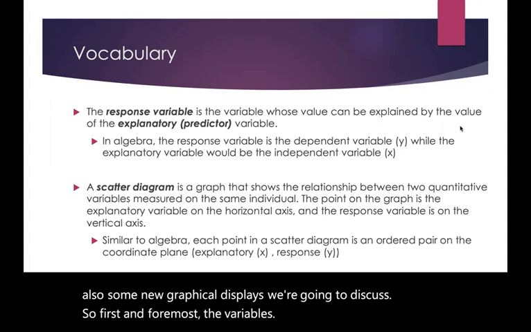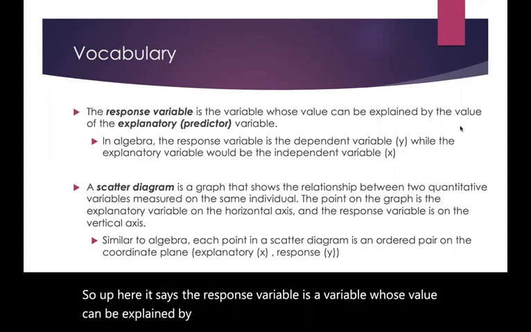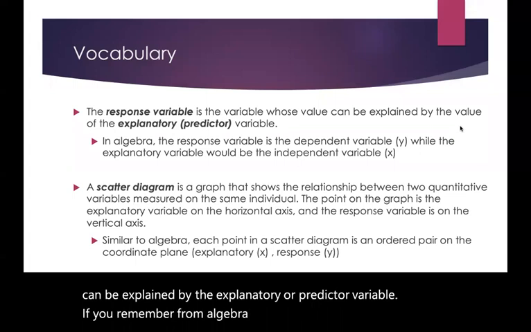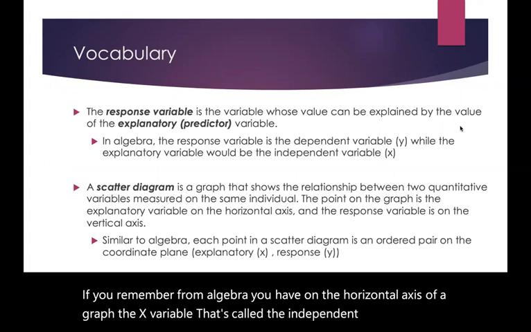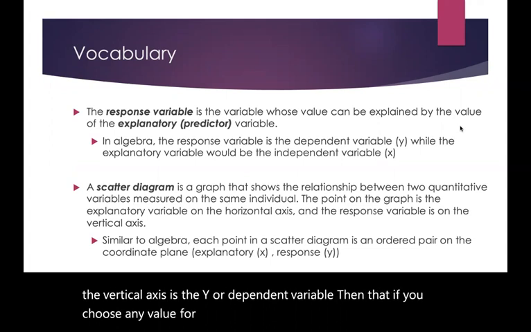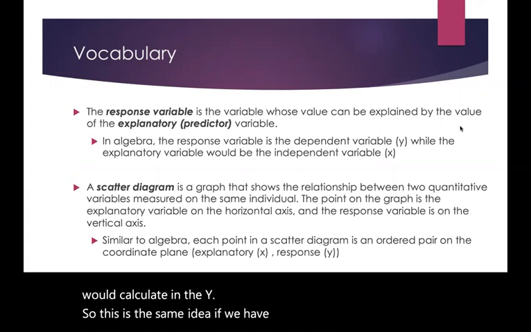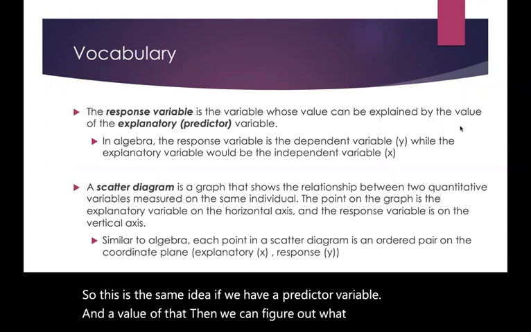Up here it says the response variable is a variable whose value can be explained by the explanatory or predictor variable. If you remember from algebra, you have on the horizontal axis of a graph the x variable, called the independent variable, and the vertical axis is the y or dependent variable. Then you know that if you choose any value for x, there's a corresponding value that you would calculate in the y. So this is the same idea. If we have a predictor variable and a value of that, then we can figure out what the response variable is based on our model.